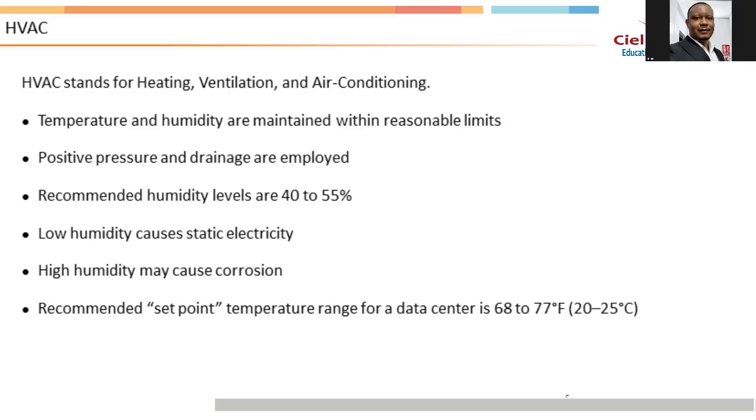For your heating and ventilation, these are certain recommendations that CISSP says you can consider. Make sure that temperature and humidity are maintained within reasonable limits. Also, positive pressure and drainage are employed.